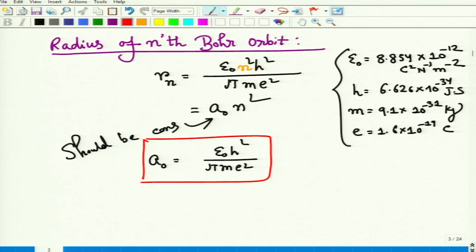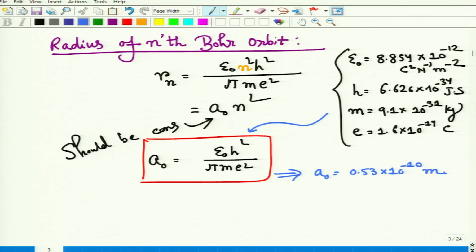Okay. What is a naught? I will come into that, but it is clear that a naught is constant. And what will be the value? If we put these values here, then we can obtain that a naught is 0.53 into 10 to the power minus 10 meter.